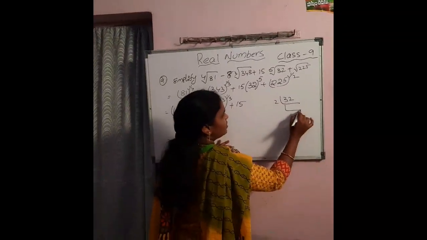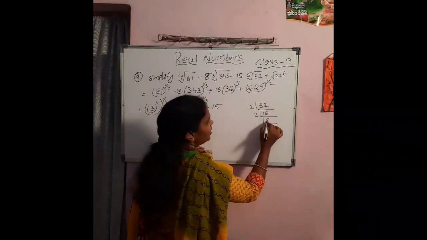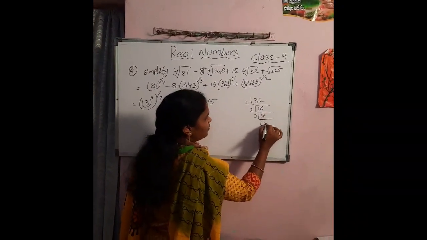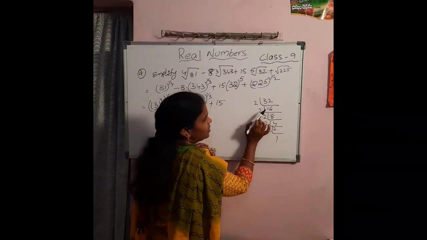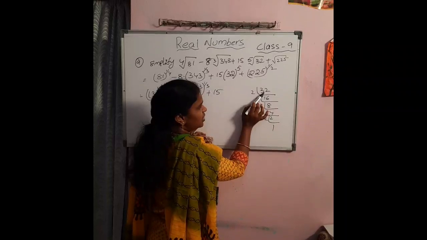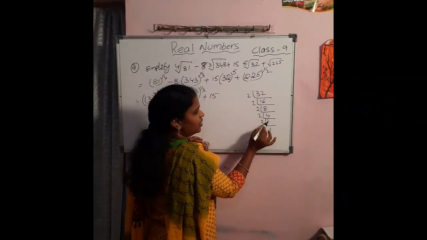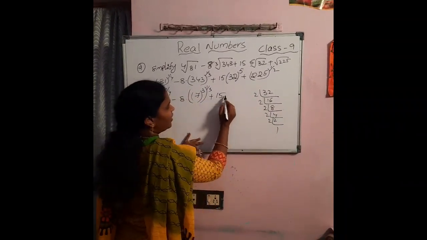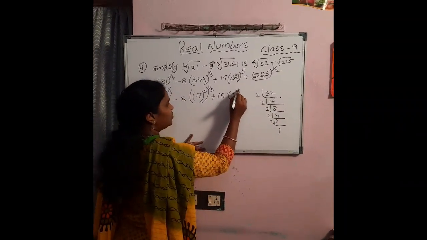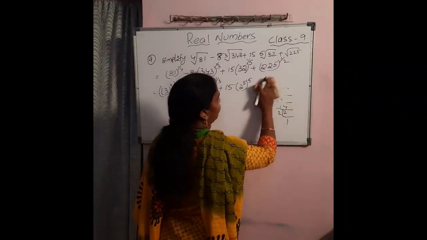So 2 times, how many times? 16 times. Again in the 2 table 8 times. Again in the 2 table 4 times. Again in the 2 table 2 times, in the 2 table 1. In the 2 table 16 2s are 32, 8 2s are 16, 4 2s are 8 and 2 2s are 4. So 32 can be written as 2 to the power of 5.